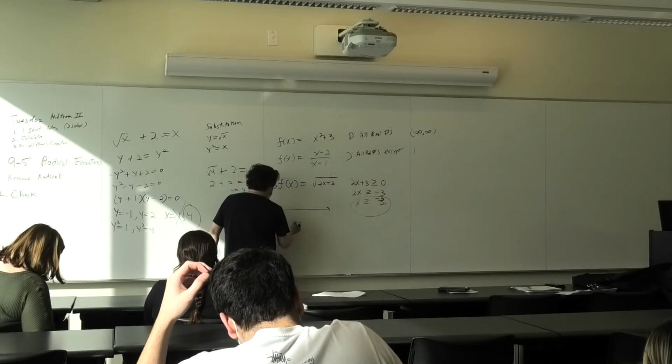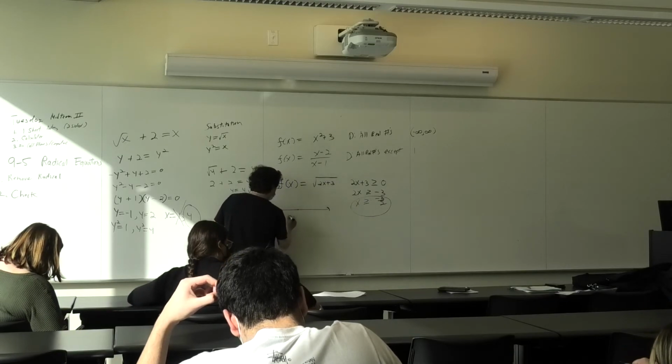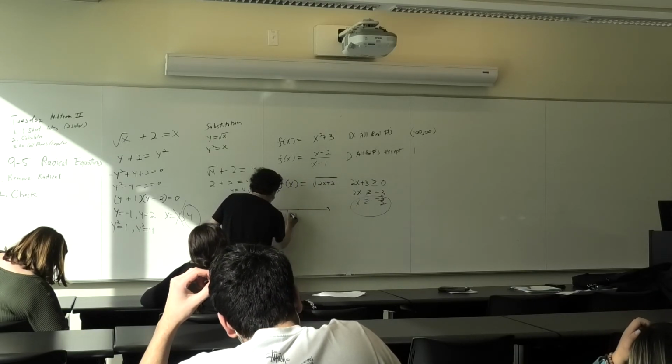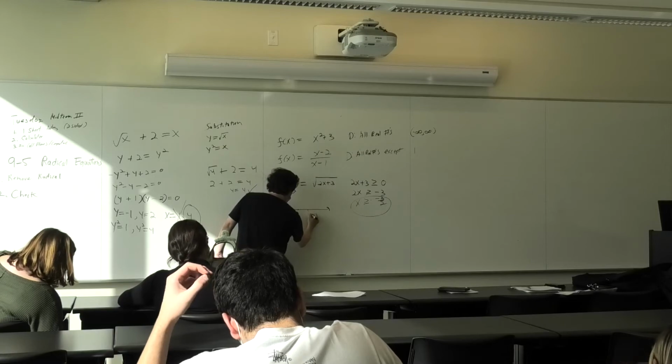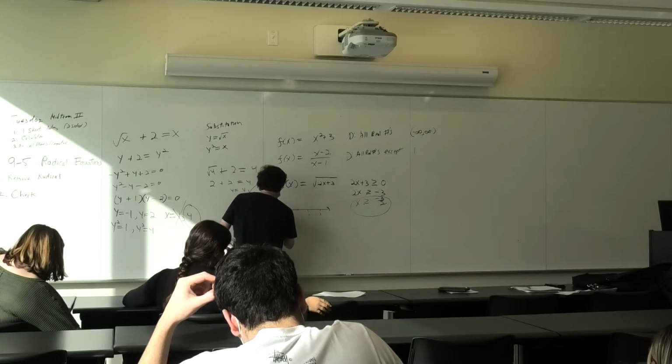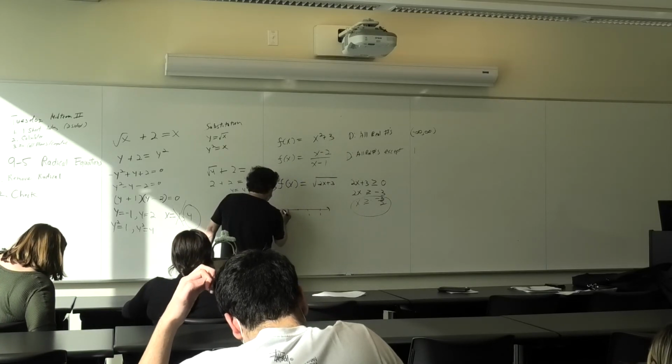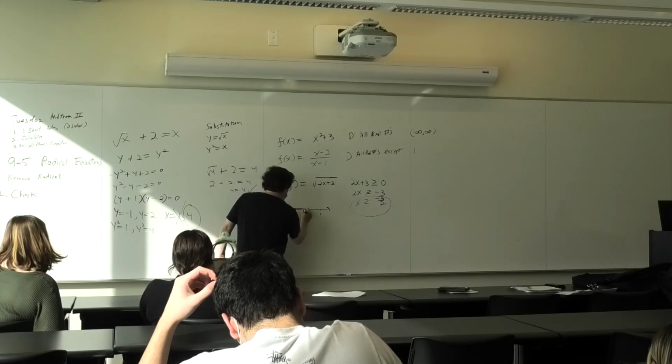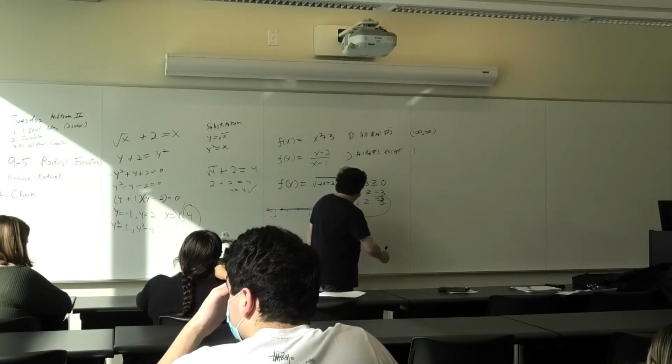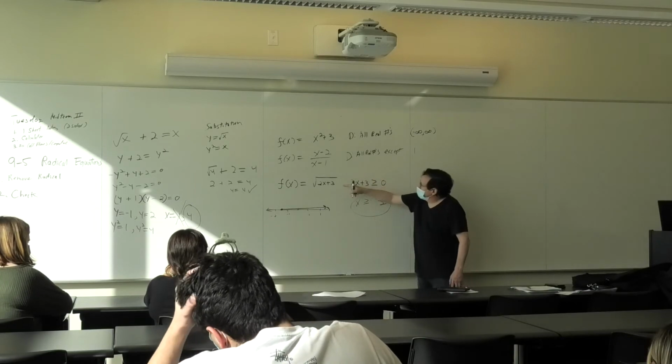somewhere they might say, draw a line. 1, 2, -1, -2. There's -3/2. Let's graph it. Okay, that's the graph of the domain of this function.